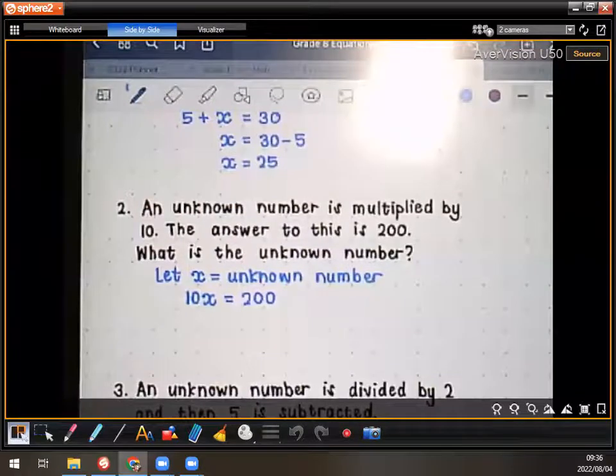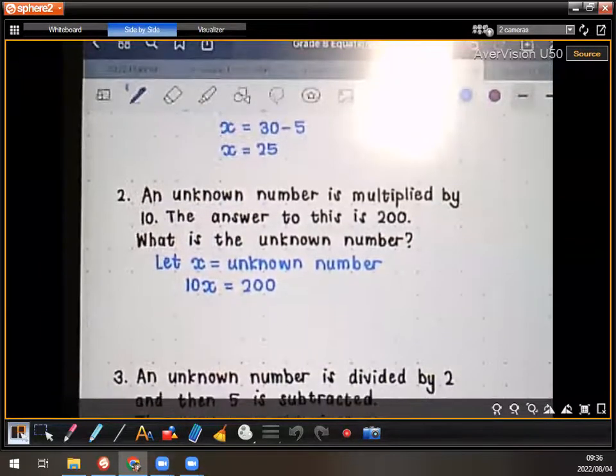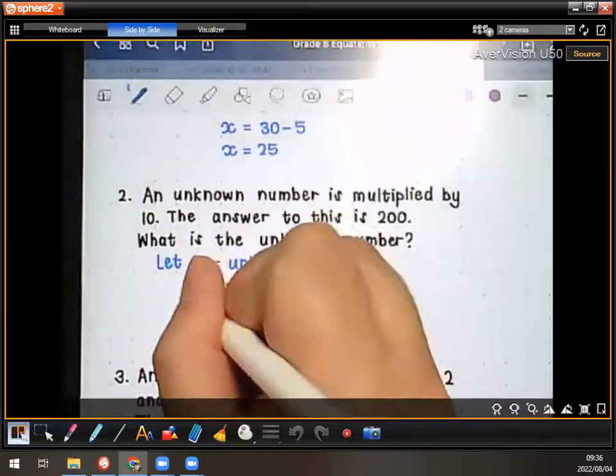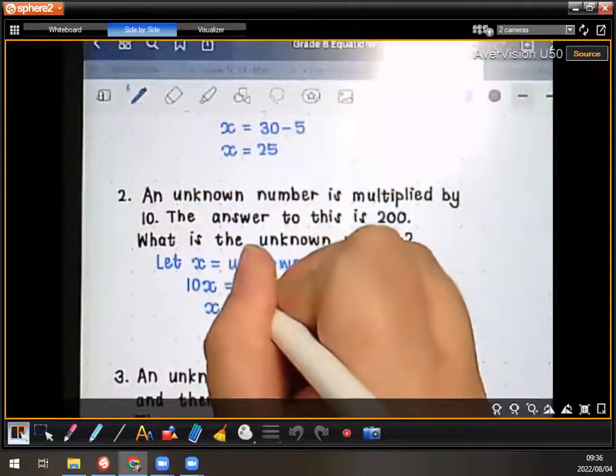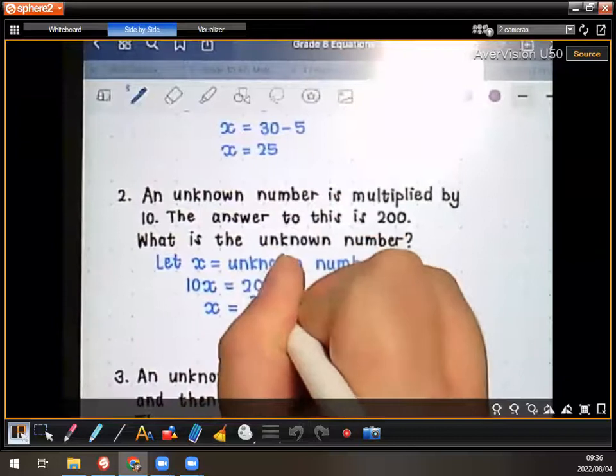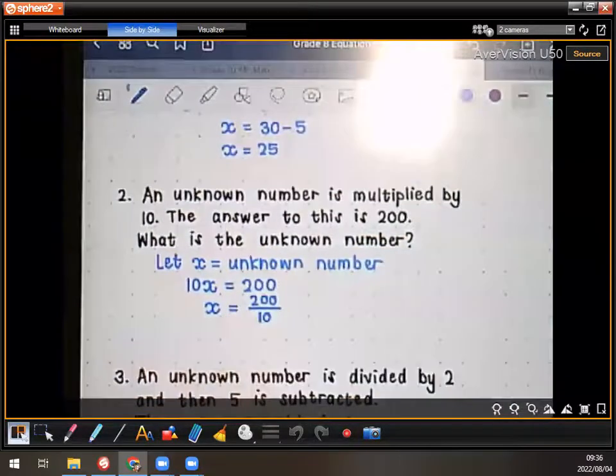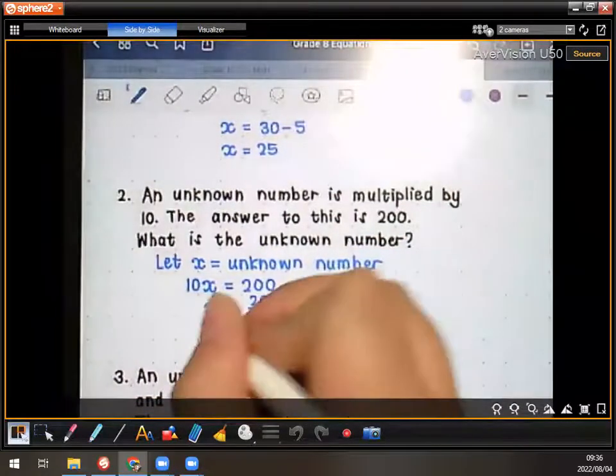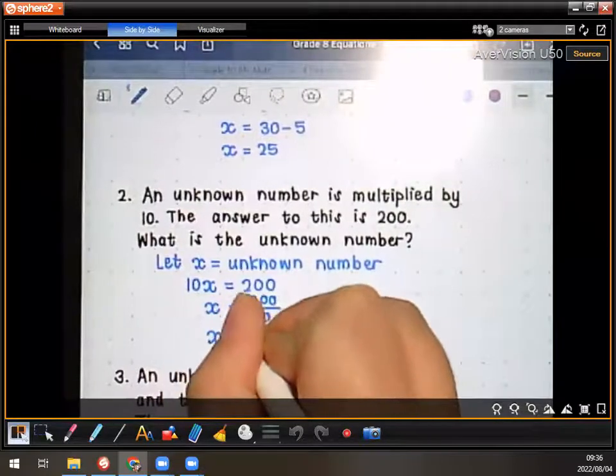Now, guys, we need to solve for x here. This is basically what they're asking us. Yes, Farah? X is 200 over 10, or you can use the division symbol, which is what? 20.